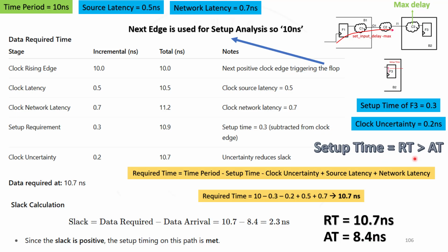This condition should get satisfied so that there won't be any setup violation. Required time is 10.7, which is greater than 8.4, so there is no violation here. Slack is nothing but required time minus arrival time, that is 10.7 minus 8.4, which is 2.3. Since the slack is positive, the setup timing on this path is met. If this condition is satisfied, we will see something called met. If not, we will see violated.